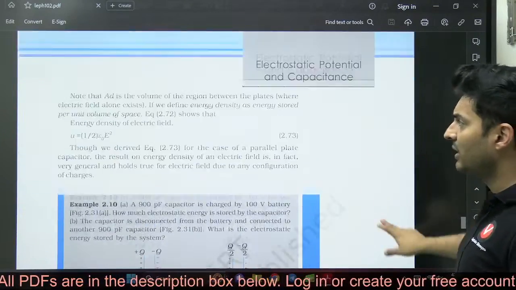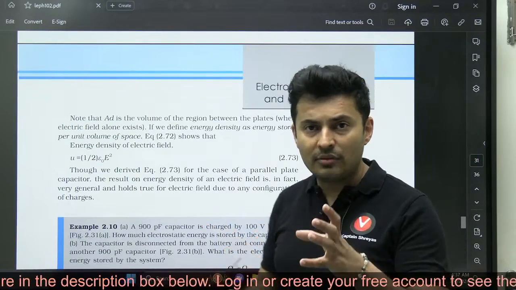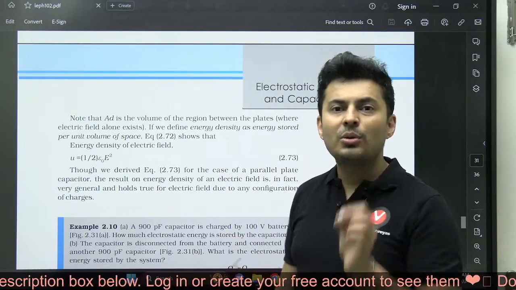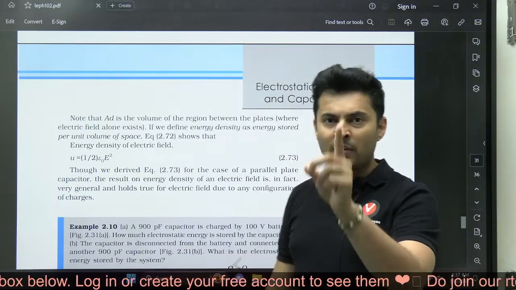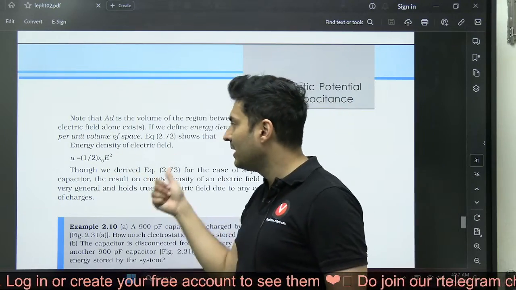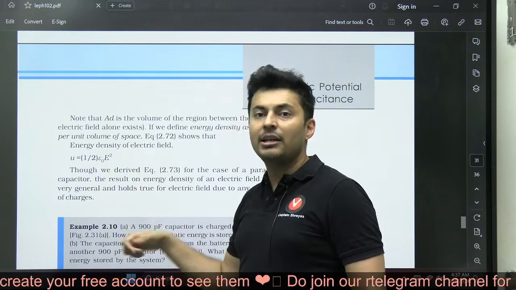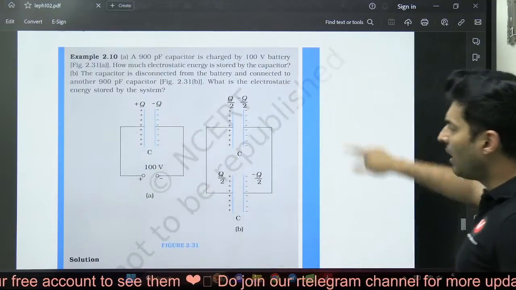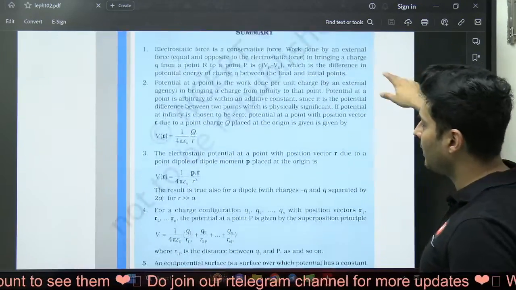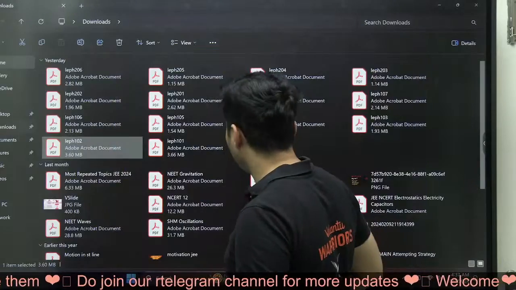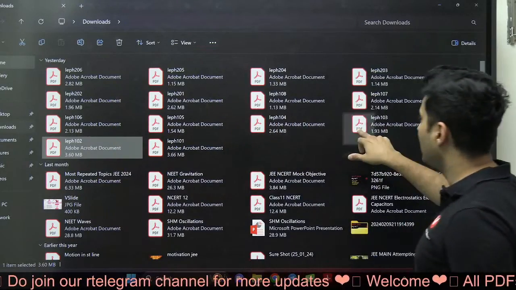Okay, it is conservative in nature. When you divide this energy with the volume of the capacitor, you get the energy stored per unit volume, which is also called as electrical energy density. It is half permittivity into field square. Okay, so that's what is there in this particular chapter. Moving on to the third chapter.